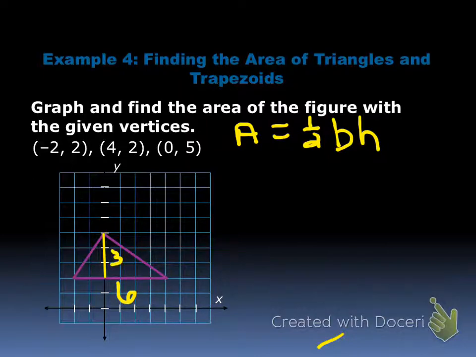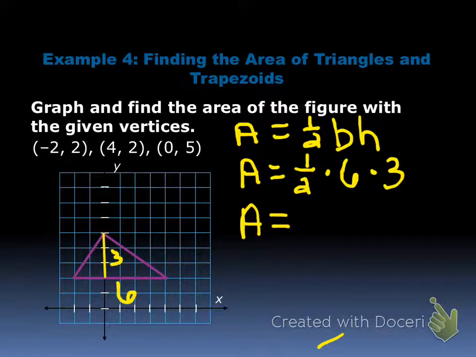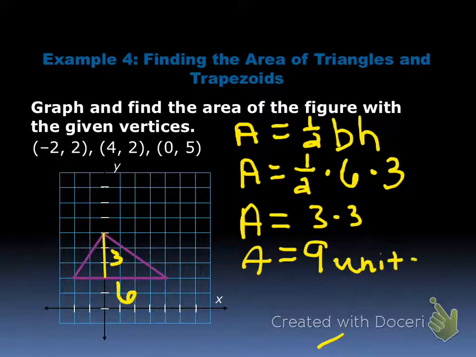So to find the area of this figure, we're going to take area equals 1/2 the base, which is 6, times the height, which is 3. So area equals 1/2 of 6, which is 3, times 3. So area equals 9. 9 units. Now let's try another one.